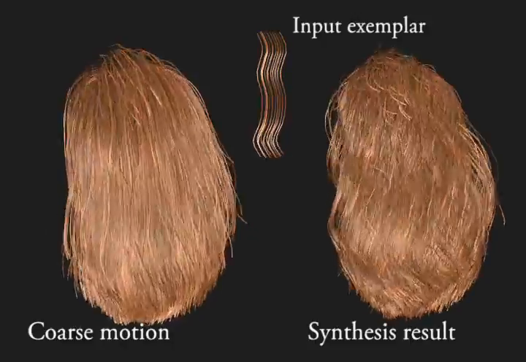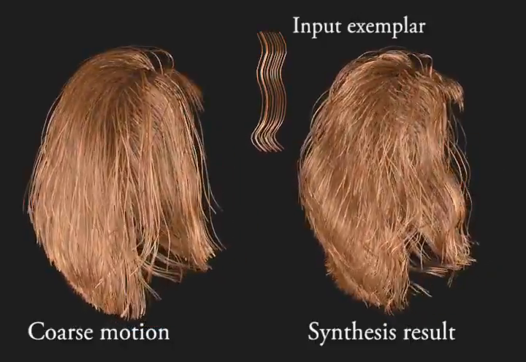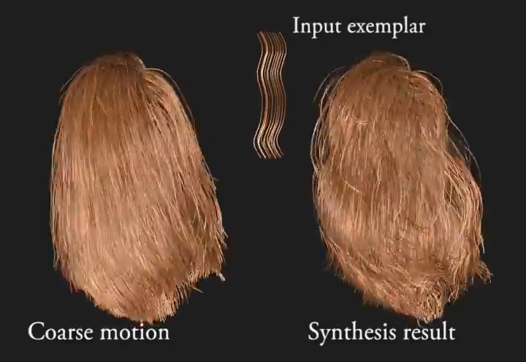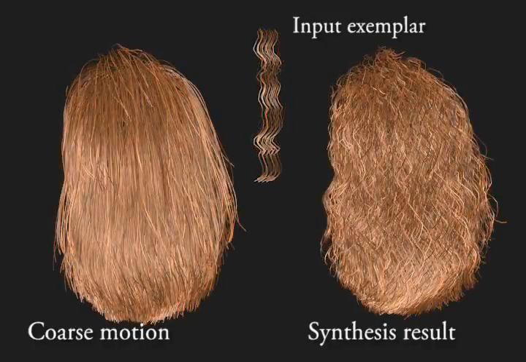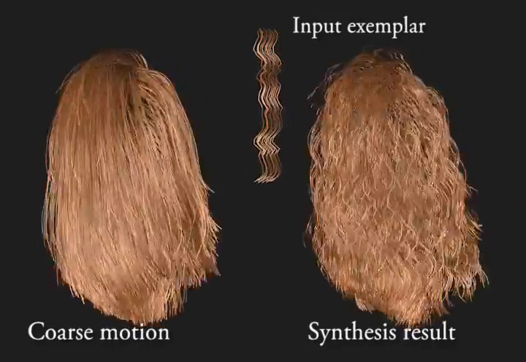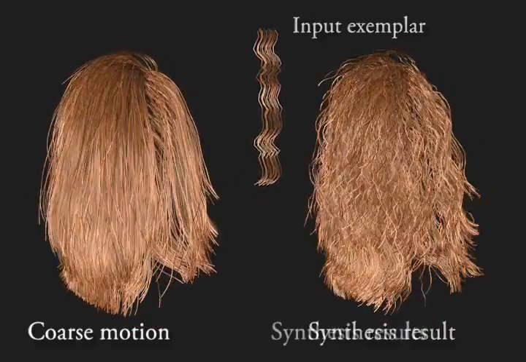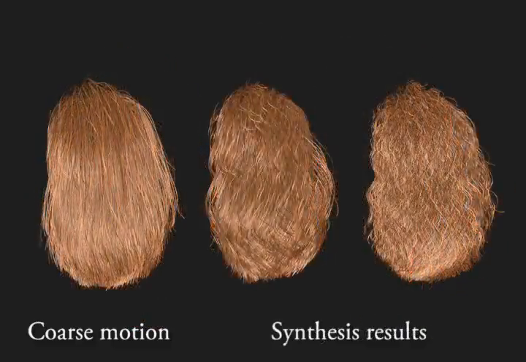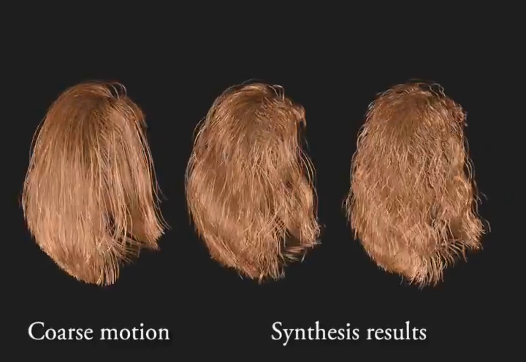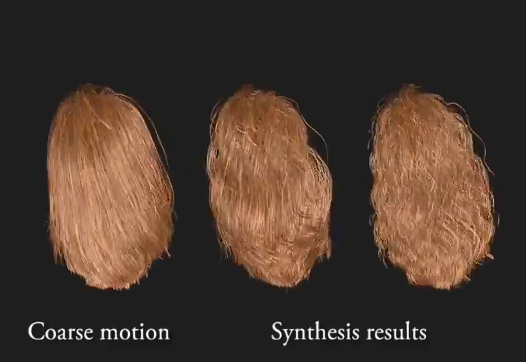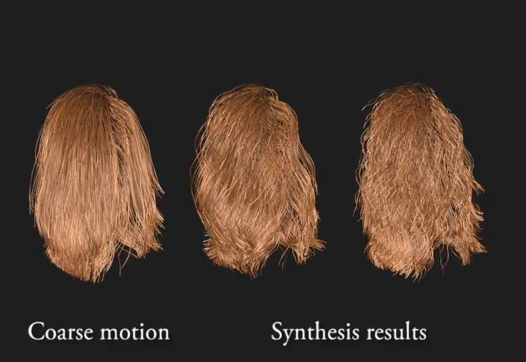After that, we can add new details to the coarse hairs. In other words, we keep the coarse hair structure and motion, but replace the details with different input exemplars. The small input exemplar is shown in the middle, while the final output is shown on the right. Notice the geometric details and additional motions introduced by our method with different exemplars.